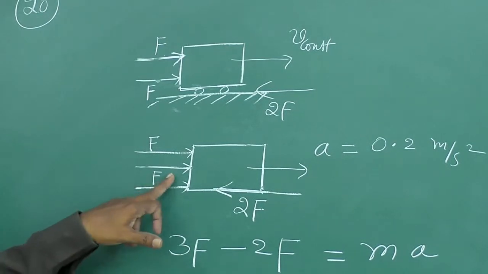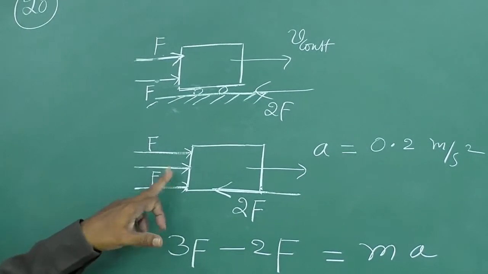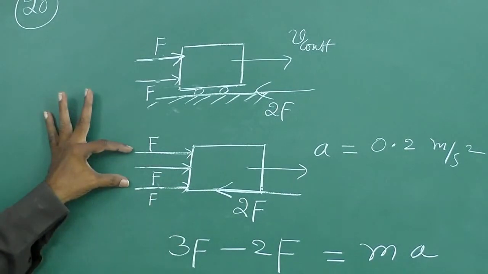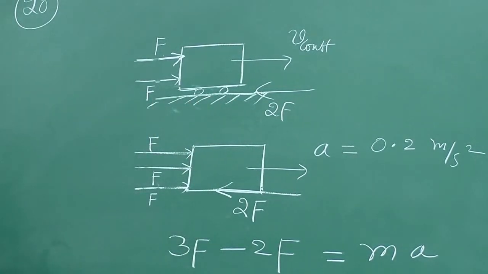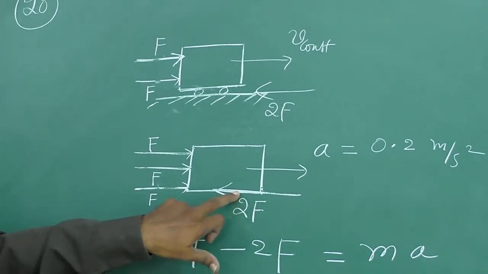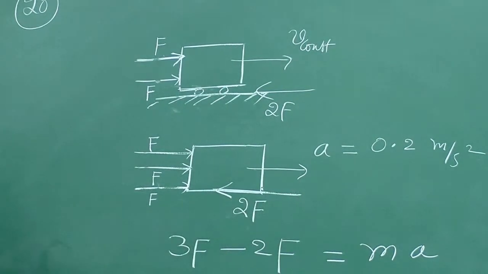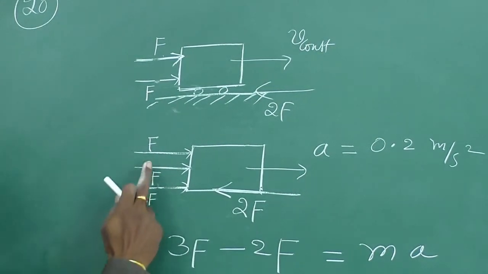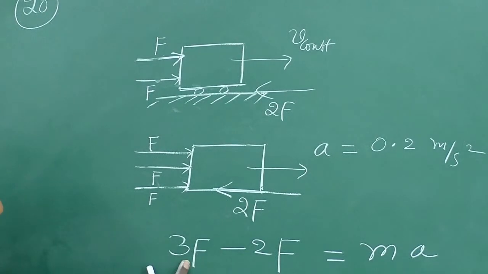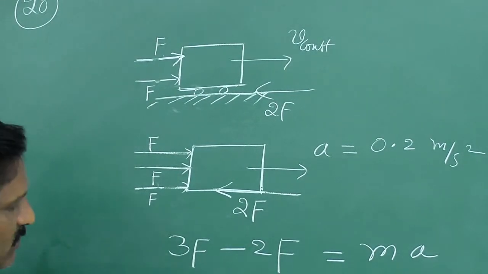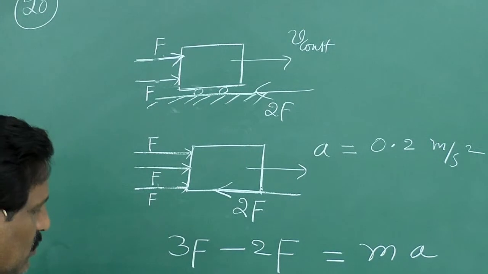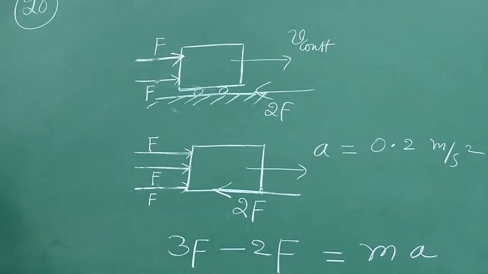Third person applies the same amount of muscular force. So in the second case, three forces are acting on the car, and 2F, the frictional force, opposes the motion of the car. It moves with an acceleration like this. So here net force, 3F, the applied force by the three persons, minus frictional force 2F, is equal to mass times the acceleration. So F is equal to ma, so F is equal to 240 Newton. So each person applies a muscular force of 240 Newton on the car.